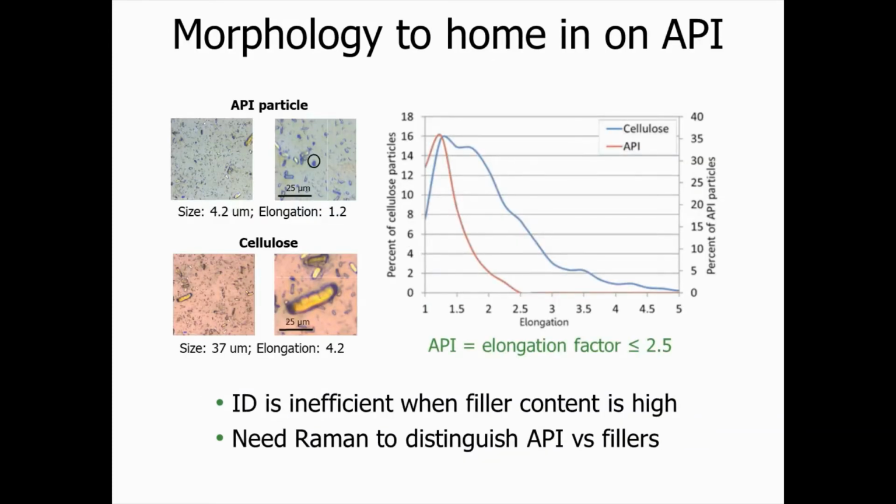In this example, an initial analysis determined that the relative number of API particles in the sample was 2%, while the cellulose filler content was 98%. From this, we learned that the elongation factor of API particles was always below 2.5, in contrast to the cellulose particles that were typically slightly elongated and had an aspect ratio of up to 5. A secondary selective analysis method was then set up to automatically direct Raman identification towards particles with elongation factors less than 2.5.